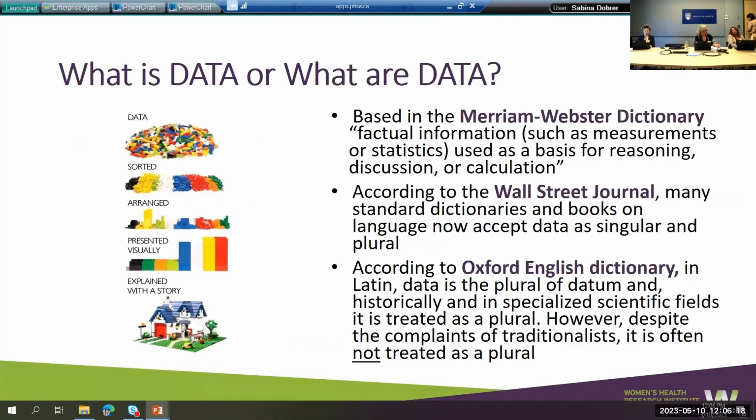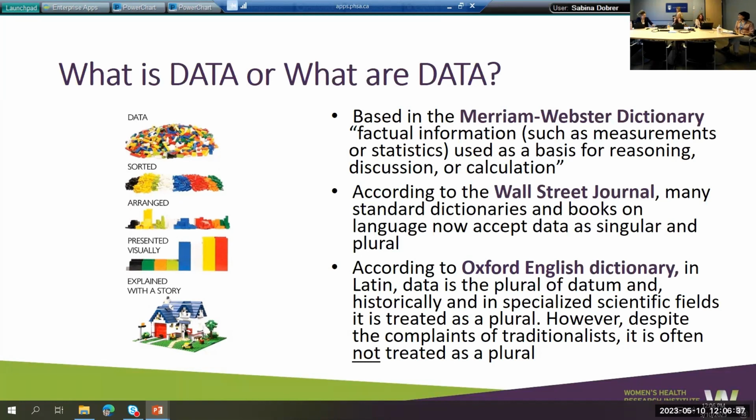As English is not my first language, I'm always confused about whether it's "data is" or "data are." I went through several data dictionaries, and as times have changed, most of them actually say that you can use both.